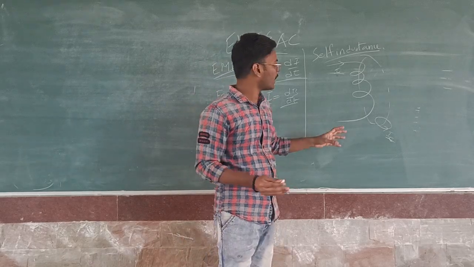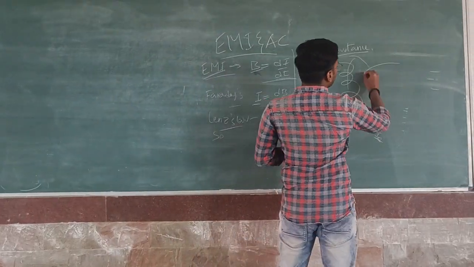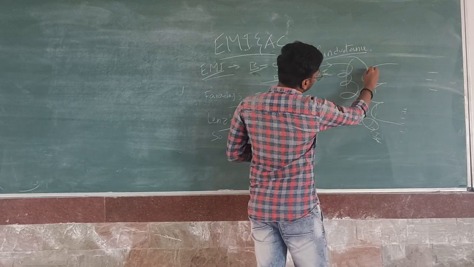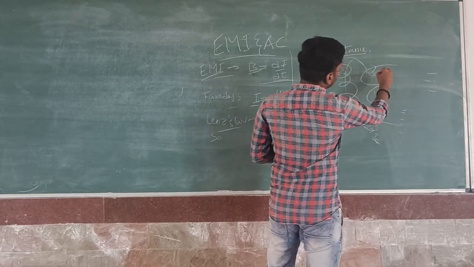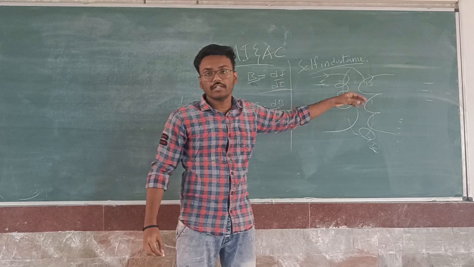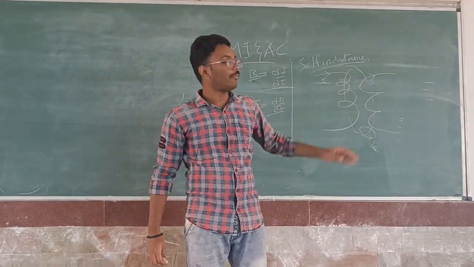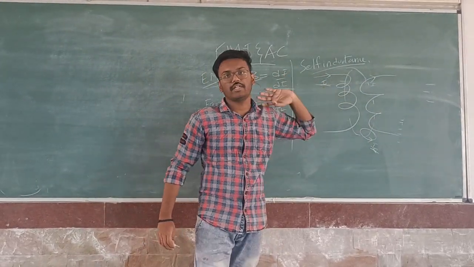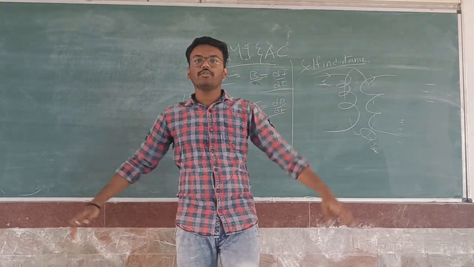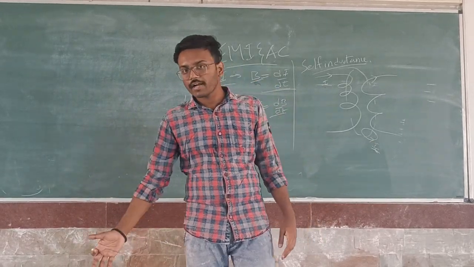Similarly, for mutual inductance, we keep another coil here. Due to the changing magnetic field, it produces a current, and it will oppose the current which we generated. So like that, we get another resistance in mutual inductance. So we come to know the obstacles faced by the current.